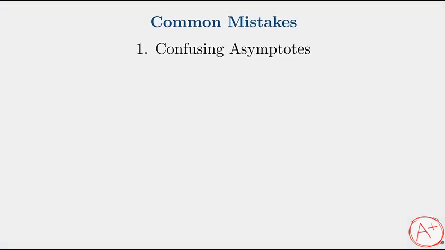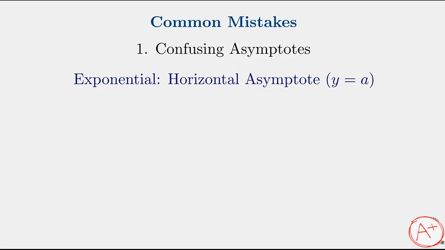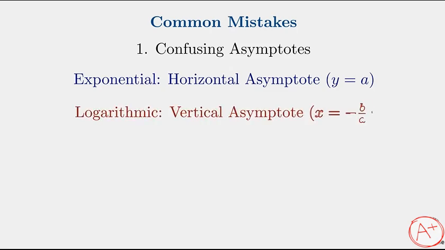Mistake 1. Confusing the asymptotes. Remember, exponential functions have a horizontal asymptote because the y value is limited. Logarithmic functions have a vertical asymptote because the x input is limited.